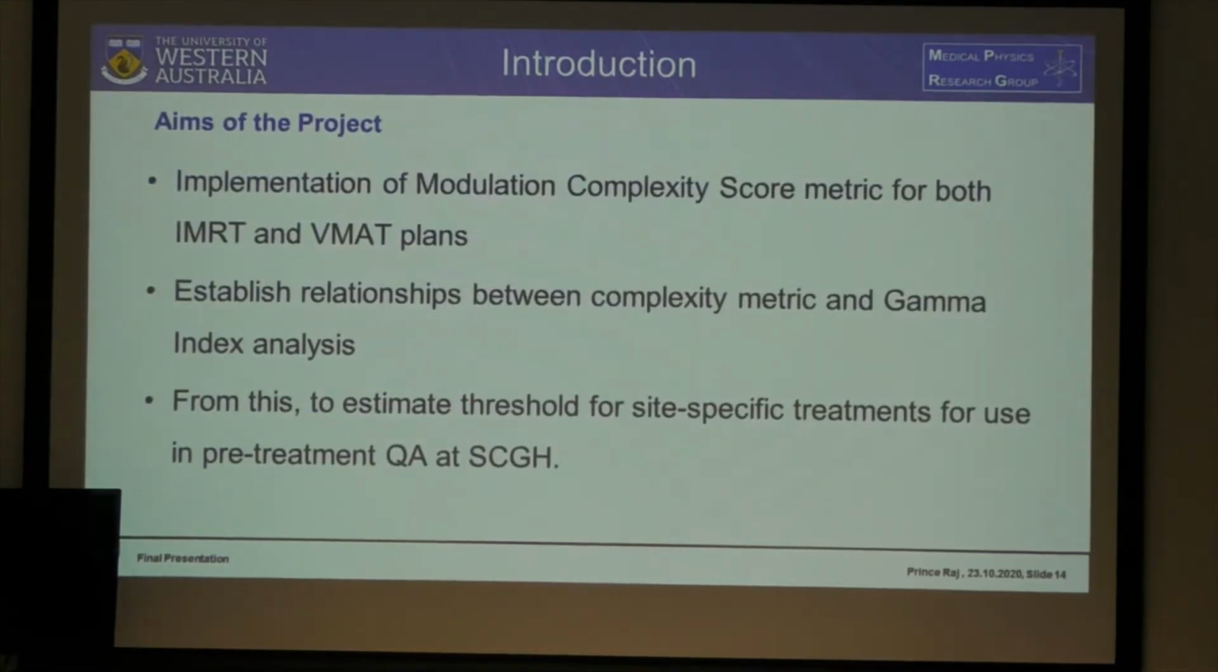The primary aims of the project are the implementation of the modulation complexity metric for IMRT and VMAT plans, and also to establish the relationship between the complexity metric and the gamma pass rates, the gamma index analysis. From there we can estimate a threshold for each site-specific treatment. Say for breast, the complexity will be within this range or with this value, and so on.